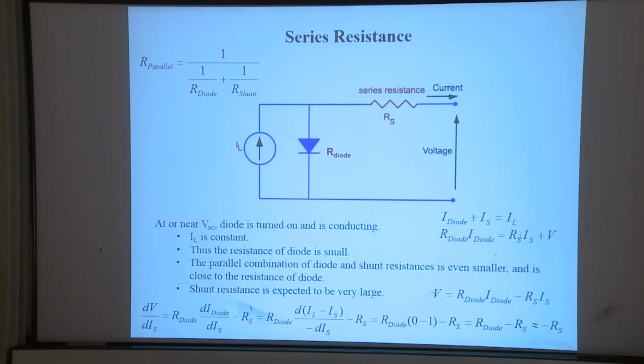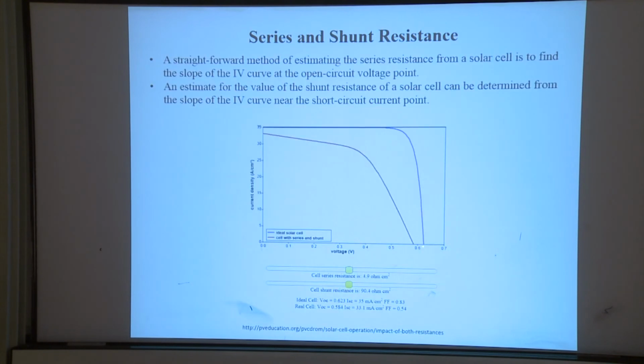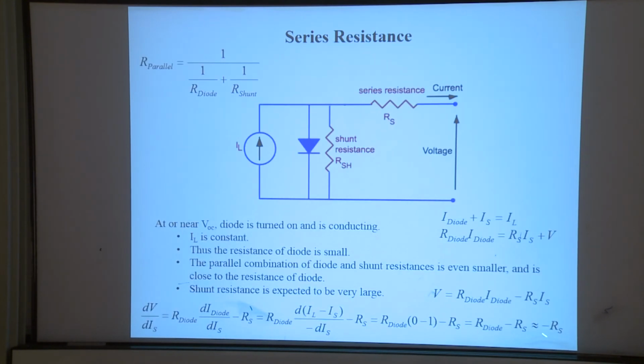So there's some derivative about the equation. We will be able to know dV/dI near the open circuit voltage. That will be approximately, not exactly, approximately equal to the series resistance. Oh, not shunt resistance, sorry, series resistance.